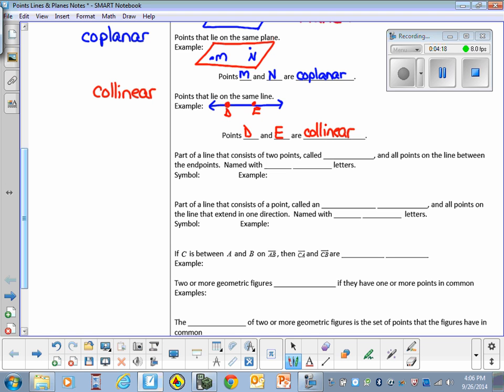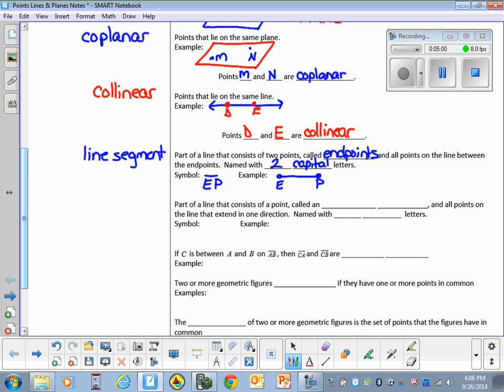Part of a line that consists of two points called endpoints. So let's draw this. Endpoints. And all of the points in between the endpoints, this is called a line segment. We name line segments with two capital letters. And we do have a symbol or a shortcut way of writing this. We say capital E, capital P, and we put a baby line segment symbol on top.